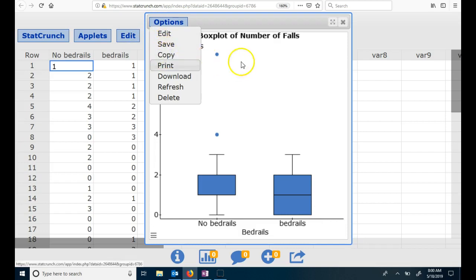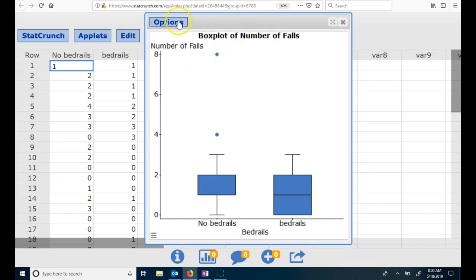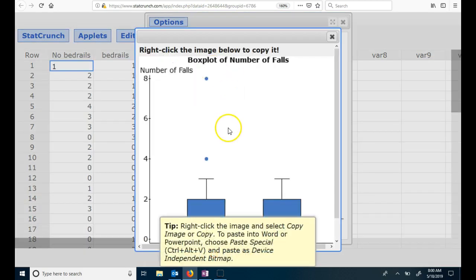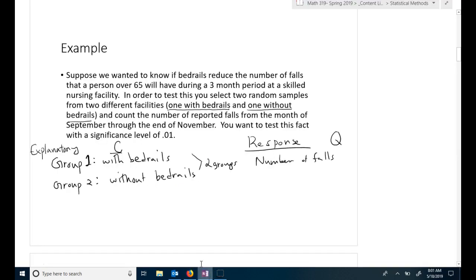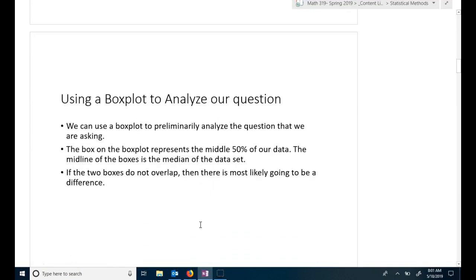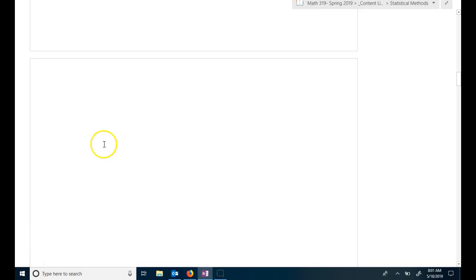Then you'll notice I generated a box plot, and now I'm going to copy it. You'll see there's a little piece of information down here. Make sure that you follow the directions there. I'll click on copy image. And then I'm going to go in here and press Control-Alt-V to paste.